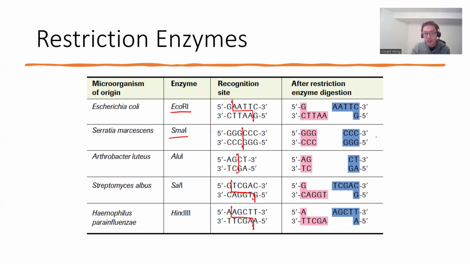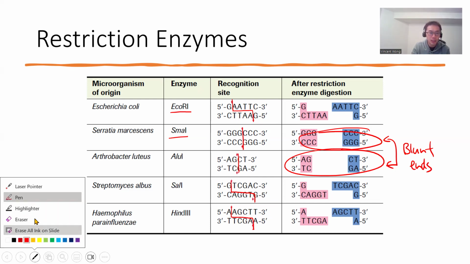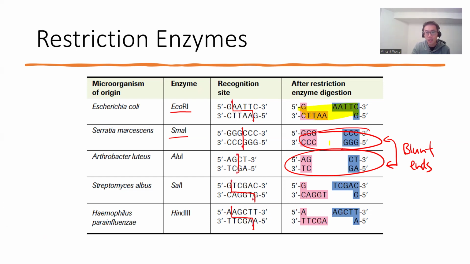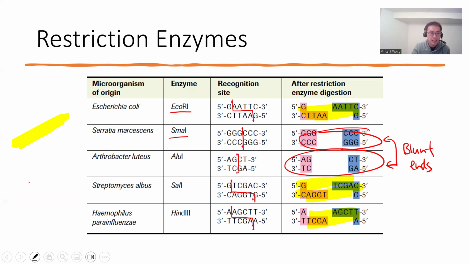If you cut them straight down, like this one and this one, okay, these are called blunt ends. Blunt ends. They are less useful in what we are trying to accomplish here. And these ones that are being cut like zigzag, okay, those are what we call sticky ends. Sticky ends.